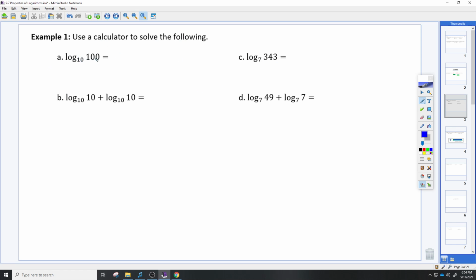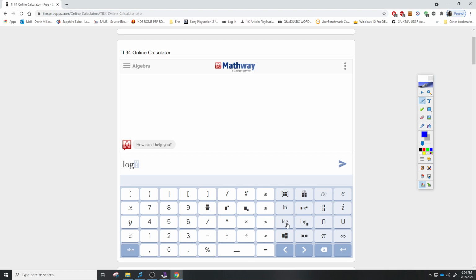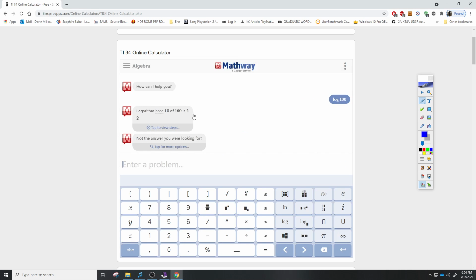I'm going to do log base 10 of 100. Now, if you remember, log base 10 means you could also write this as just log of 100. The base 10 does not have to be written there. So I'm going to just type in log 100 and see what it is. Use this button here, log. I'll type in 100, and we get... see, it even says log base 10 of 100 is 2, even though I didn't type base 10. So the answer is 2.